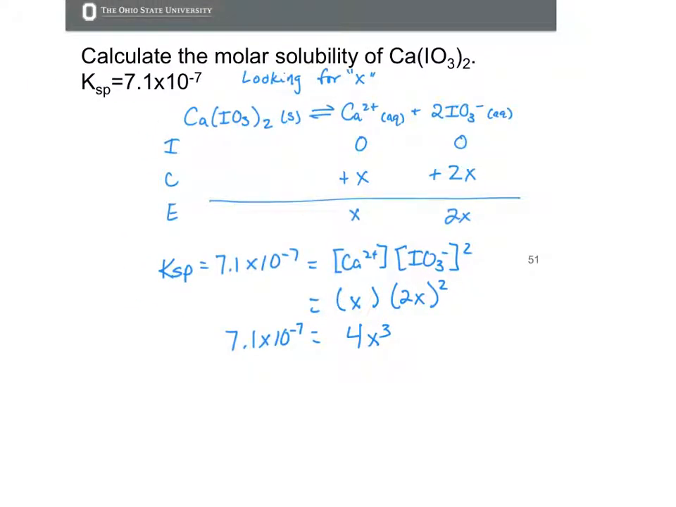Okay, but we are looking for x. We're looking for the molar solubility. So we'll divide both sides by 4 and take the cubic root. And we will get X is equal to 0.0056, and that's moles per liter. Which means we can dissolve 0.0056 moles of calcium iodate per liter of water. All right, questions on that? Fairly straightforward, right?